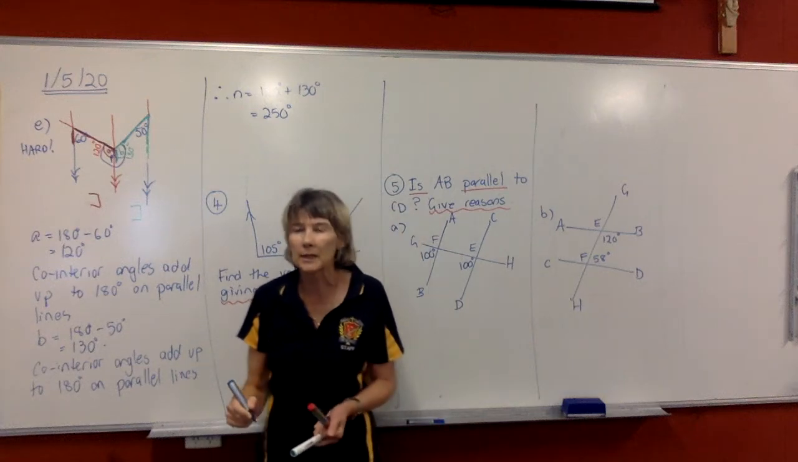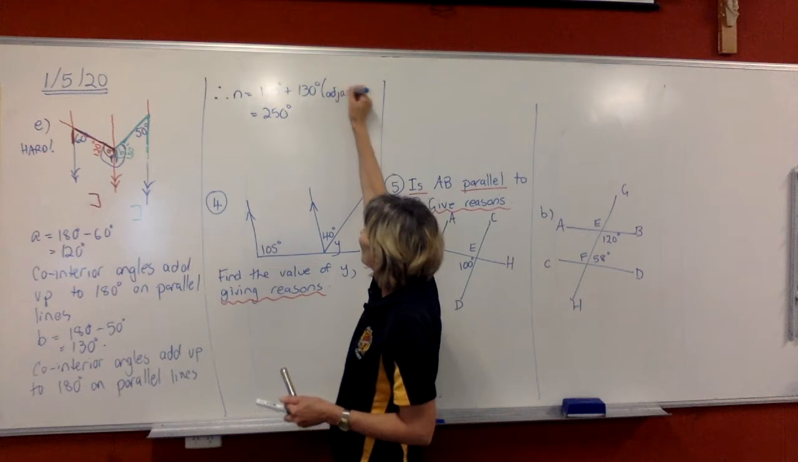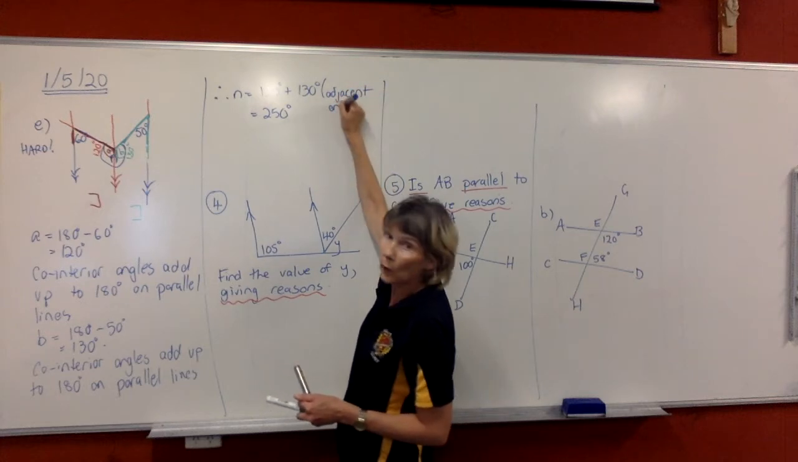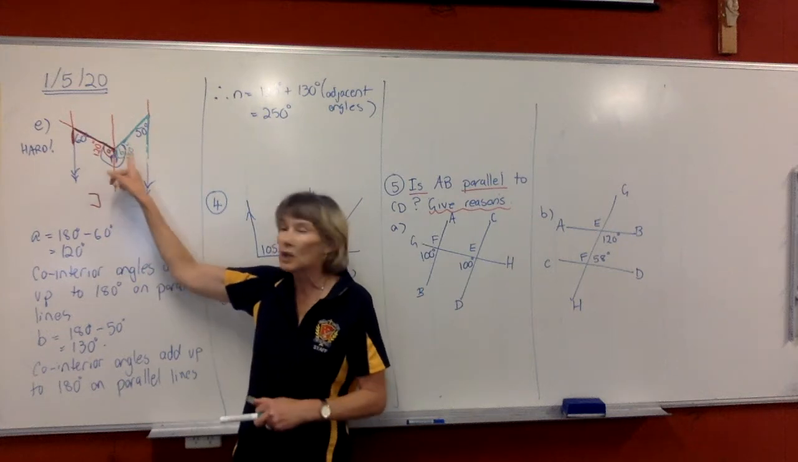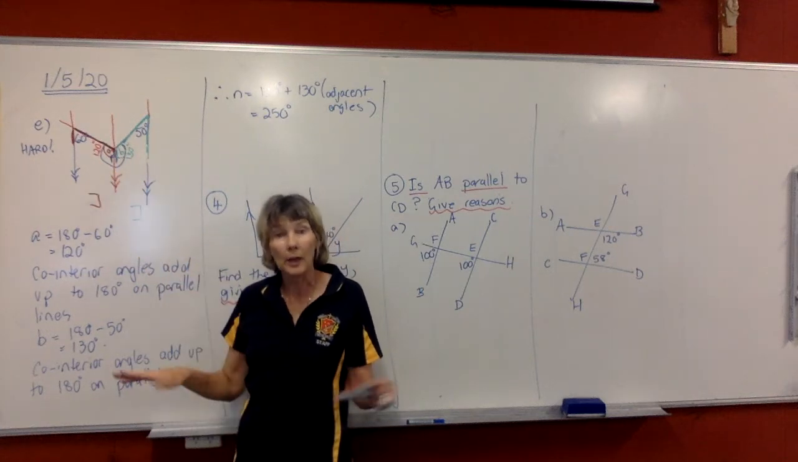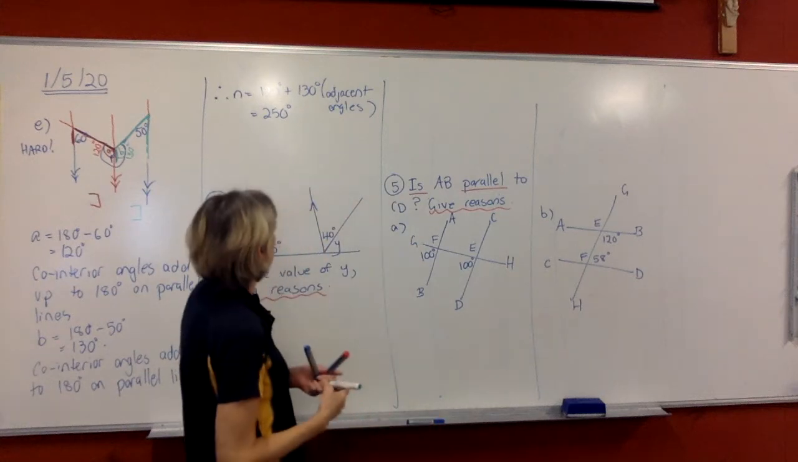There's no real reason for that. You can write adjacent angles if you like, but they probably won't expect a reason for that. They are next to each other, the A and the B, so they are adjacent angles, but you probably won't be marked down on that one.